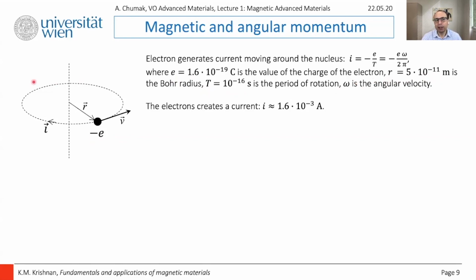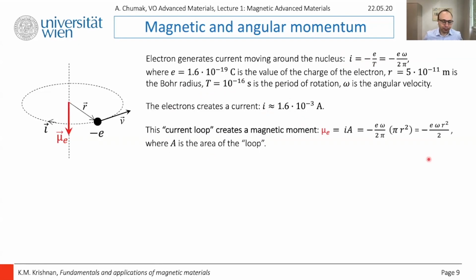Why is it important? Because such an electron can be considered like an effective current loop. The current, by definition, is the amount of charge moved per time period. So in our case, it's simply the charge of electron divided by the period of rotation, with a minus sign because the electron is negatively charged. It gives us rather large current in the milliamp range. It's so large simply because rotation is very fast, so this time is very small. But this is just to give you a brief understanding that there is some associated current.